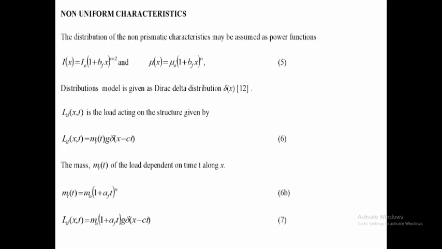The distribution of the non-prismatic characteristic may be assumed as a power function. The moment of inertia and the mass per unit length are given as a power function in equation 5. The distribution model of the load is given as a delta distribution as given in equation 6. The mass of the load dependent on time along S is given by equation 6b. Then substituting equation 6b into equation 6, we have equation 7.